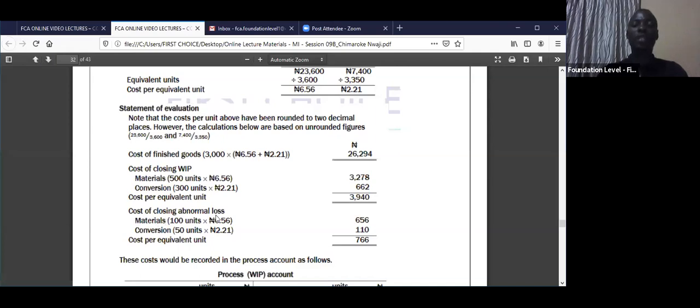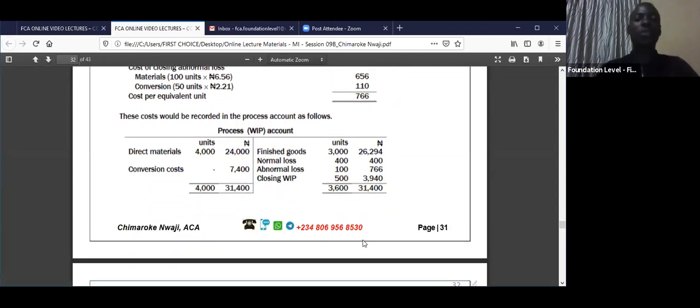We said material is 100 units, and you are multiplying it by this figure. Labor, or conversion, is 50 units, multiplied by the labor figure. So you add, this is your equivalent cost. Then you go to the process account.